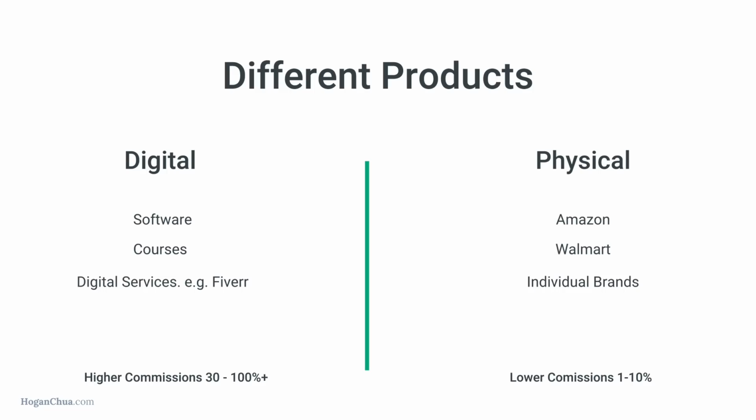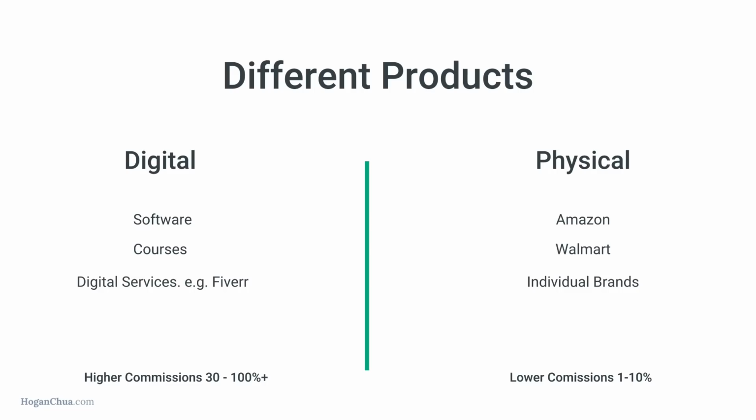Digital products are like software, courses, even digital services. For example, Fiverr, which is sort of an online marketplace where there are a lot of freelancers offering different types of services. These generally offer a higher commission rate, from like 30 to 100%. And generally, with these ones, you don't need to make as many sales, right, if you're promoting these products.